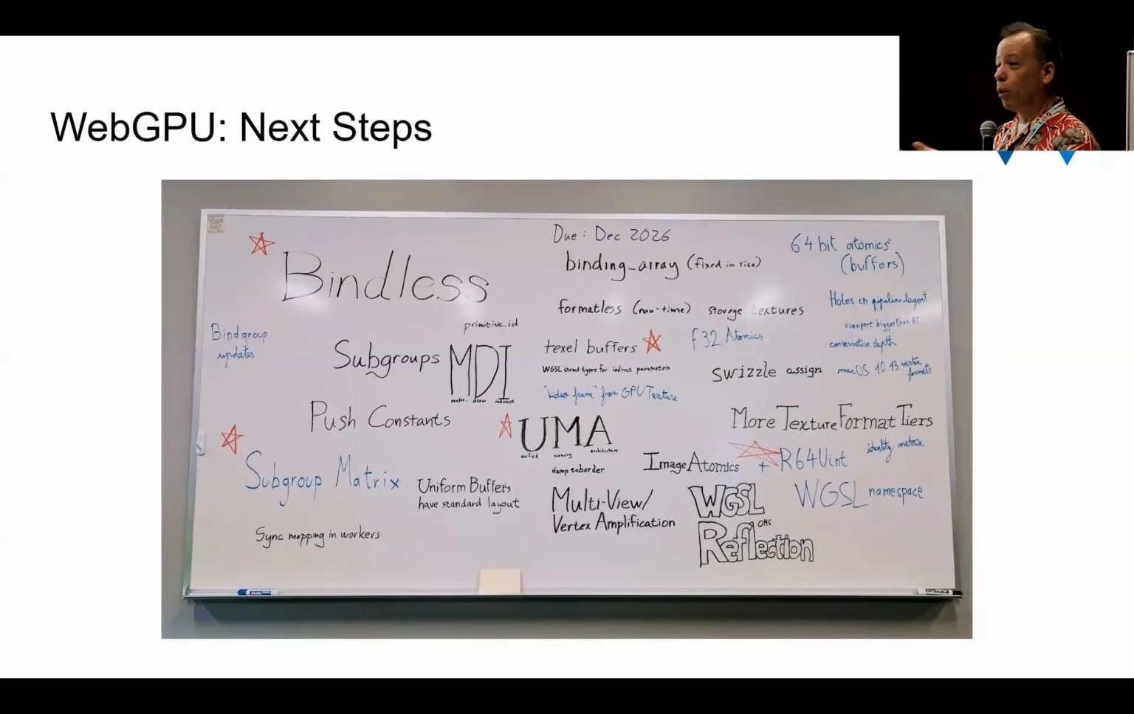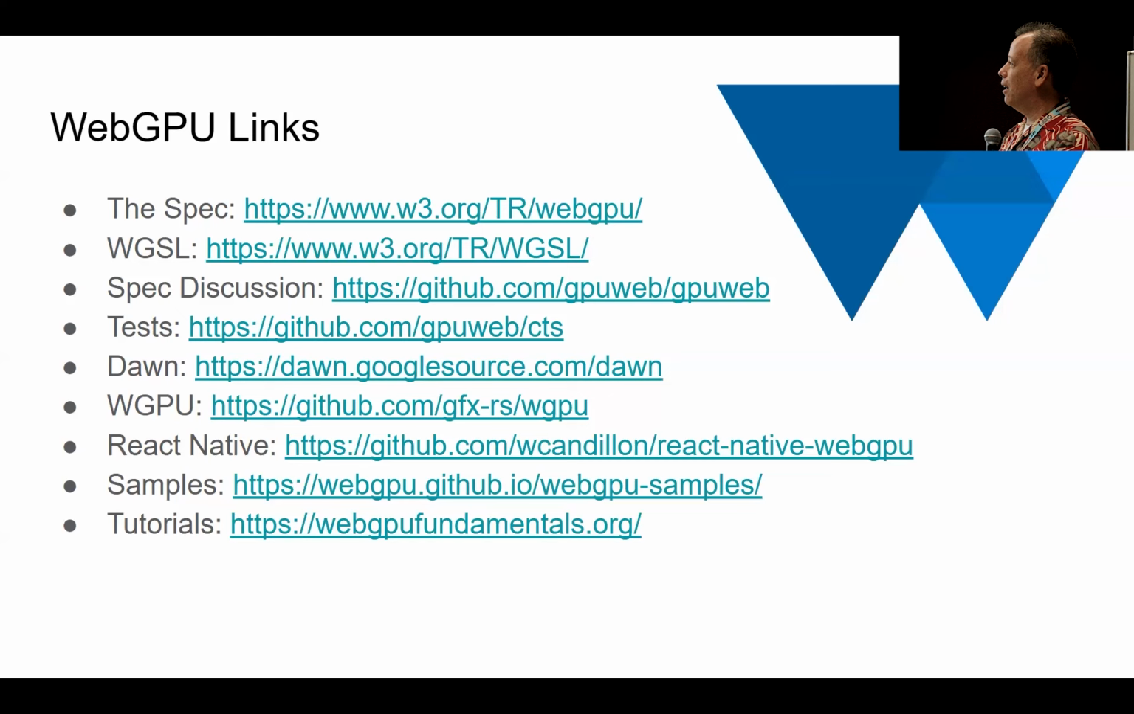If you want to do C++, there's the Dawn link. If you want to use WebGPU for Rust, there's the wgpu link. If you want to use React Native, they have working demos in React Native with mobile apps running. There's a sample site and there are some tutorials, and you can learn about it real quick. They start very simple, like that basic hello triangle is the first sample.